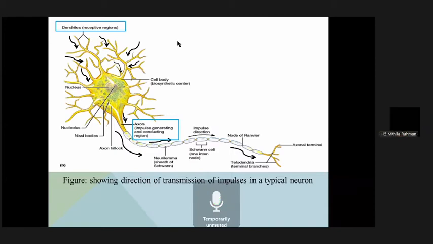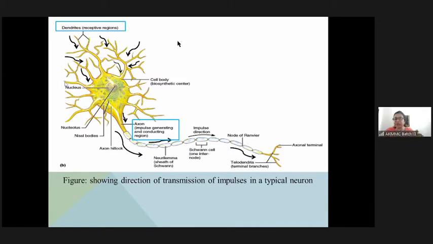Cylindrical and tubular, and uniform in diameter, isn't it? Yes, ma'am. But dendrites are gradually tapering as they extend from the cell body. Which one has branches, dendrites or axon? Dendrites have branches. Very good. These are the structural differences.